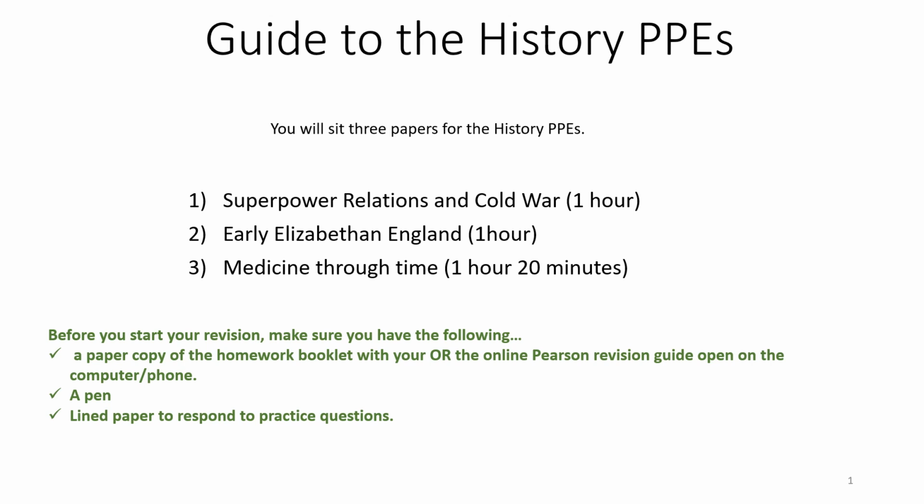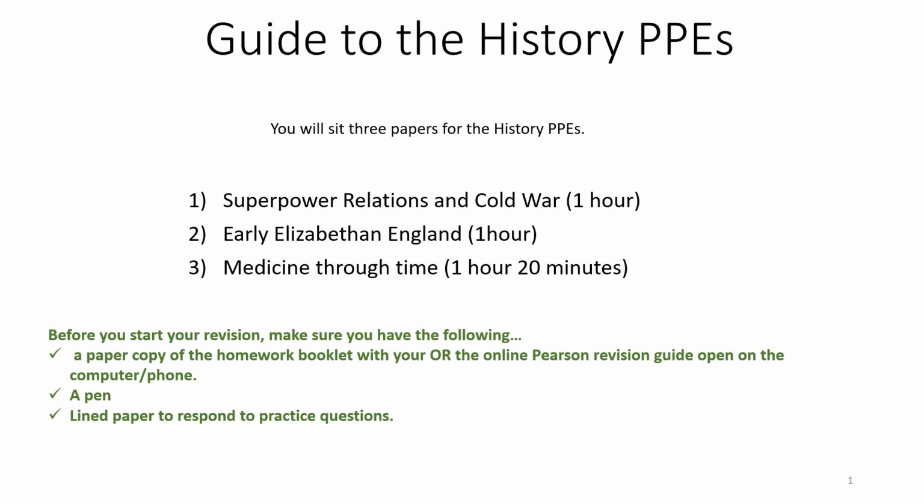You're going to need to make sure that you have your paper copy of this booklet. You should have picked that up in assembly. You're going to need a paper copy of your Cold War booklet, a paper copy of your Elizabethan England booklet, and a paper copy of your Medicine Through Time booklet. If you don't have those things with you, that's okay.